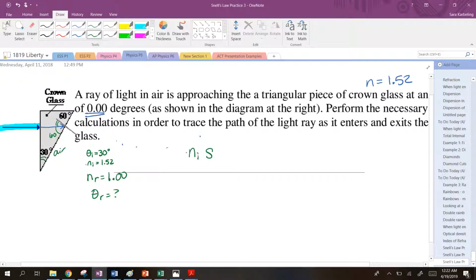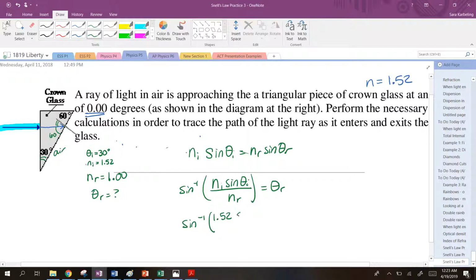Let me see if I can write it out correctly. Ni sine theta I equals Nr sine theta R. We've got this, no problem. So we're just solving for theta R. Hey, it's the same algebra that we've done a million times. So we're going to do Ni sine theta I over Nr, inverse sine, equals theta R. Let's plug in our numbers. So sine inverse of Ni, again, it's that bigger one, right? It's 1.52 times the sine of 30 degrees.